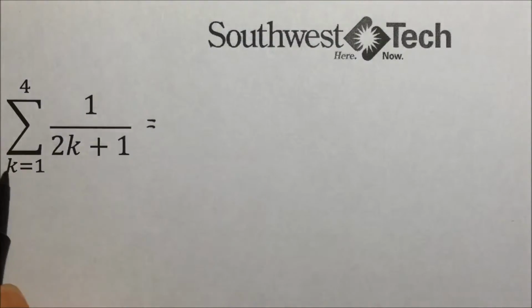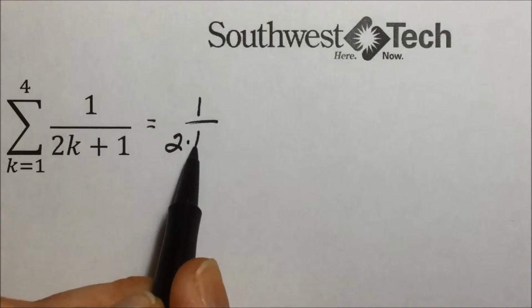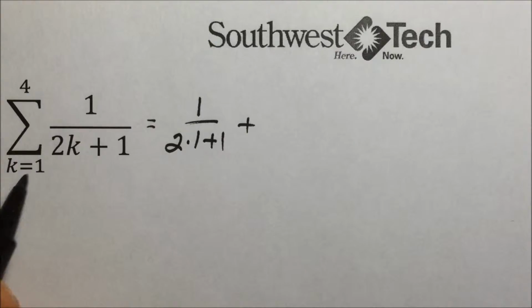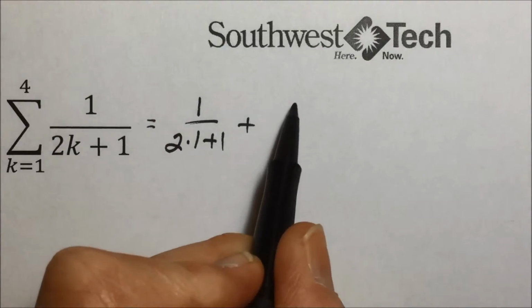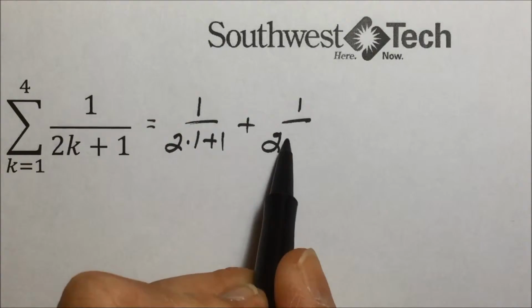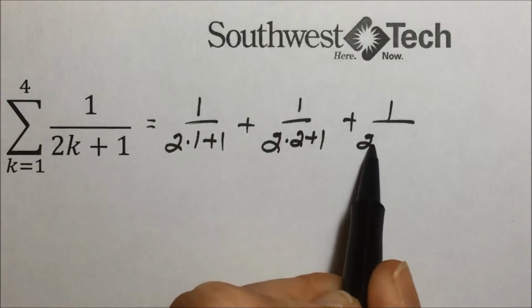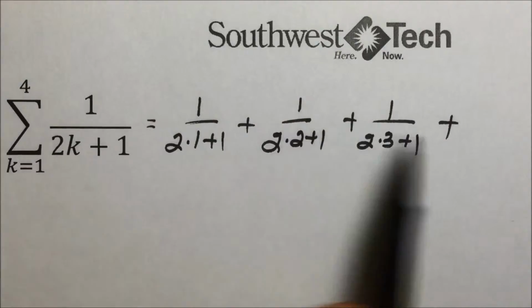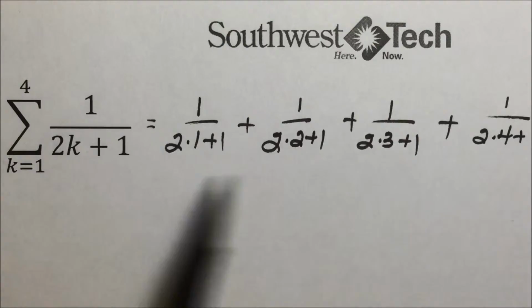We will start with k equals 1 at the bottom. So we will have 1 over 2 times 1 plus 1, and the summation, the Greek letter sigma, represents the sum of. We will increase k by 1, so we'll now have 1 over 2 times 2 plus 1, then 1 over 2 times 3 plus 1. And we go as high as 4, so our last term here would be 1 over 2 times 4 plus 1.